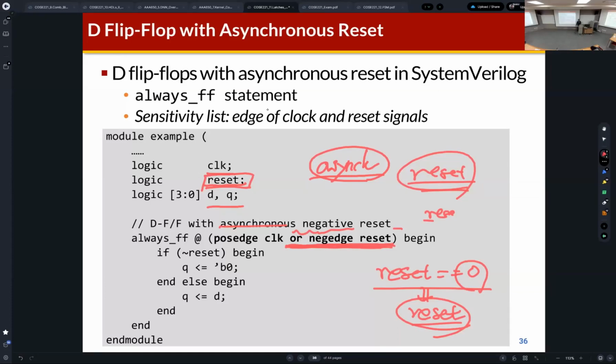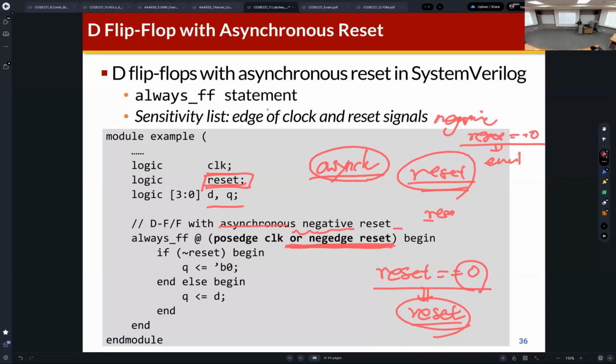And why do we use negative reset actually? Negative means that if reset is 0, then the reset state is enabled. So the meaning is inversed. Okay? It's a negative reset.